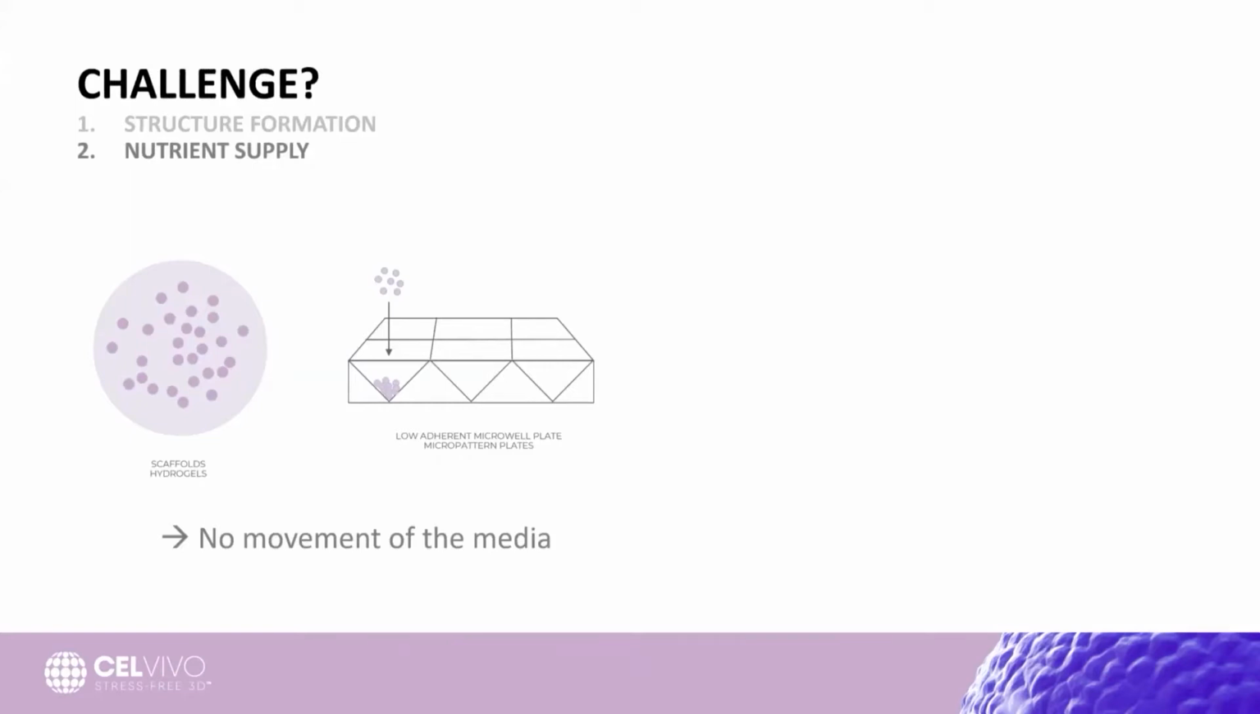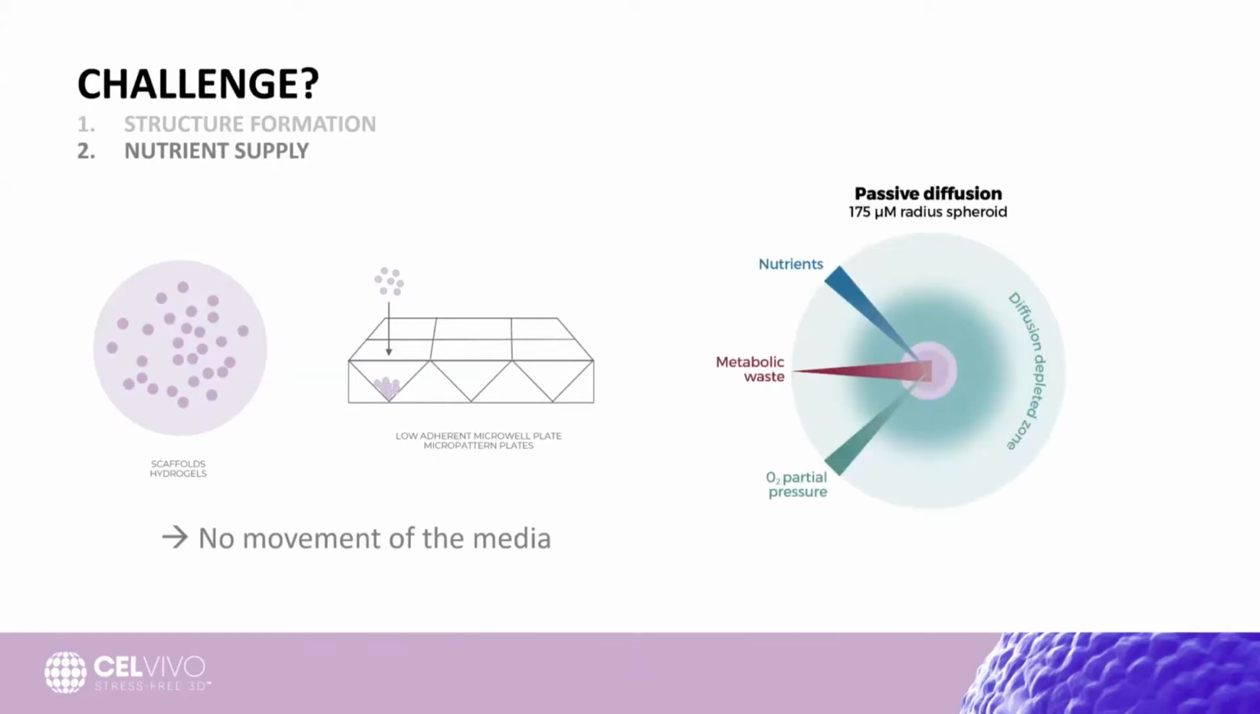When you don't have any movement of the media, you have this situation where you create a diffusion depleted zone, where the cells will consume the nutrients that are close to them, and they will also build up the metabolic waste. So even though in this static situation it's very convenient because the cells have peace and quiet to aggregate, they will eventually lack some nutritional factors, and they will also have a buildup of metabolic waste that can affect the cells in a negative way. Therefore, the need for dynamic systems has emerged.